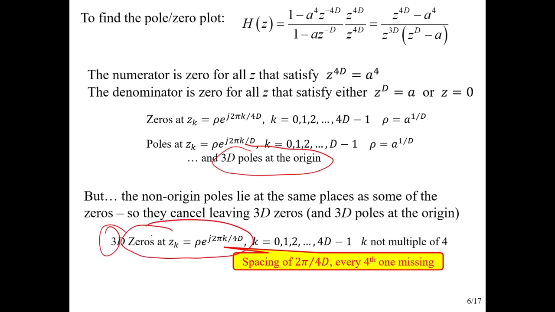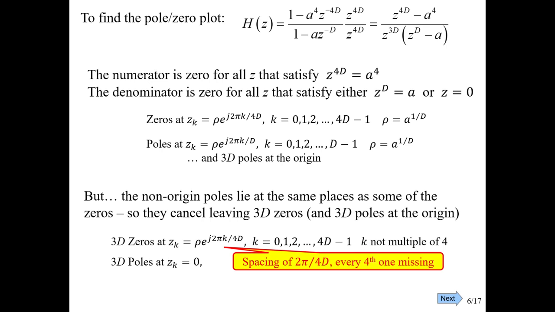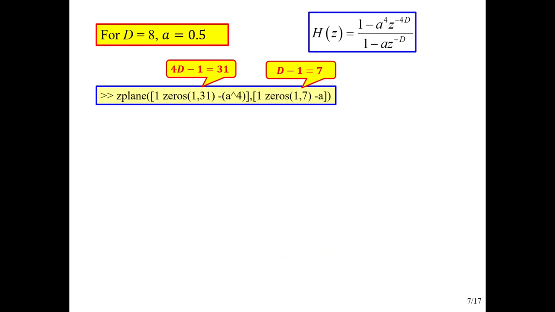And so we end up getting only the 3d poles at the origin, and then we get 3d zeros, same structure as we had up here, except now k is not a multiple of 4. That's where those poles would have canceled those. And so that's the idea. And then we have our 3d poles at the origin. So that's our pole-zero structure.